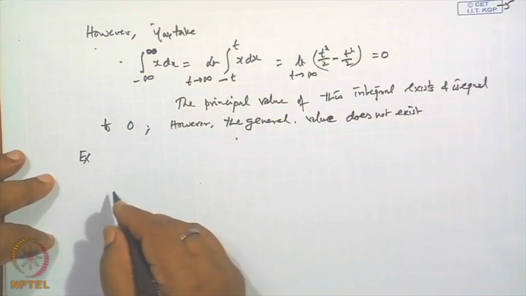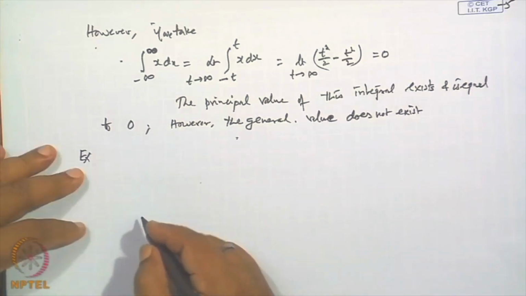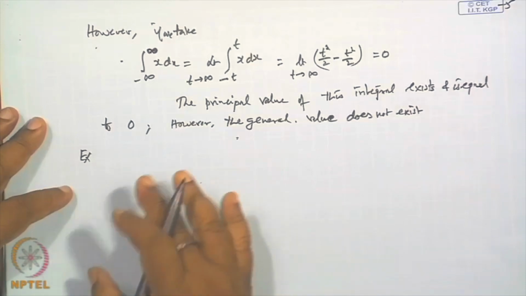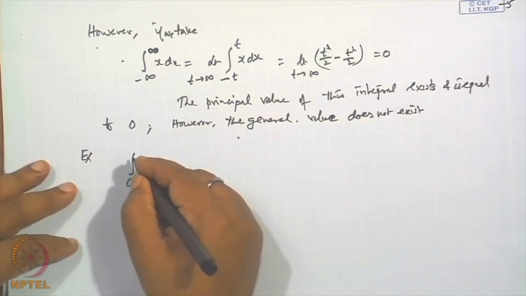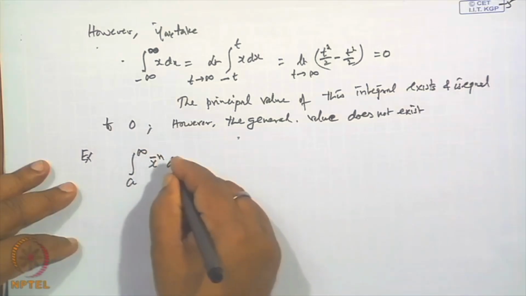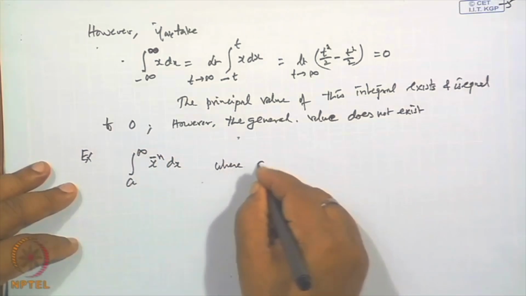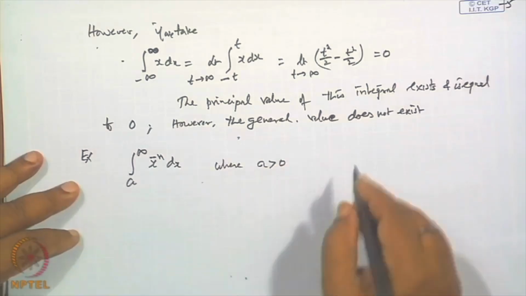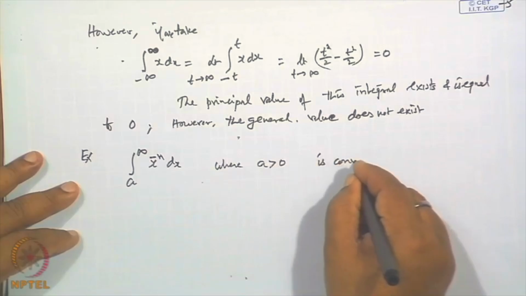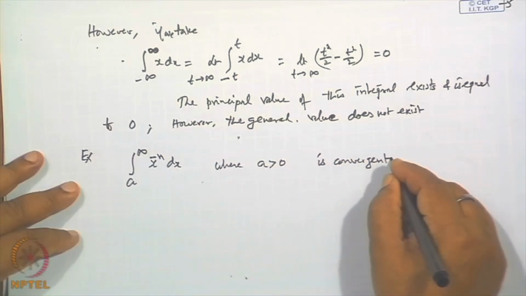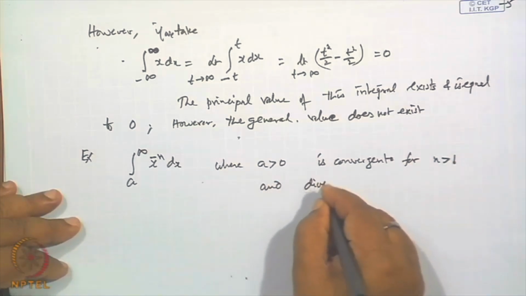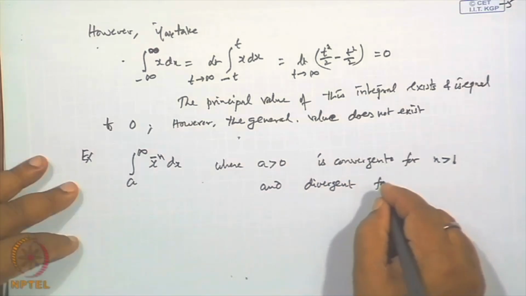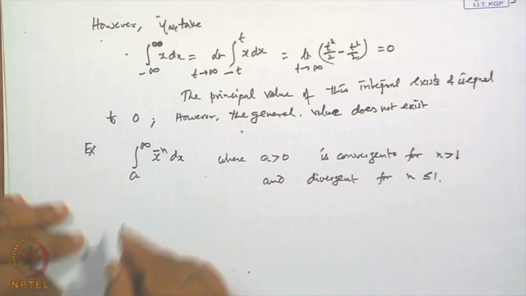We claim this example will also be used as a standard result to compare the function to be tested. So first is the integral from a to infinity of x to the power minus n dx, where a is greater than 0. We claim that this integral is convergent for n greater than 1 and divergent for n less than or equal to 1. Okay. So let's see the proof.